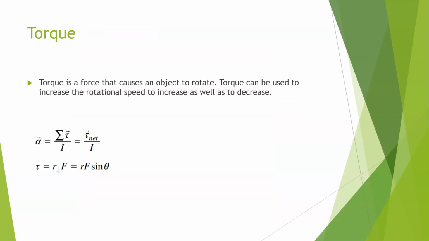Torque is the rotational equivalent of force. There are 2 equations we use. The first one is the sum of torques equals I alpha, or as you see here, alpha equals the summation of torques over I. The second one is how to calculate torque directly for a given force. It's the lever arm times force times sine theta. Theta would be the angle between r and F.